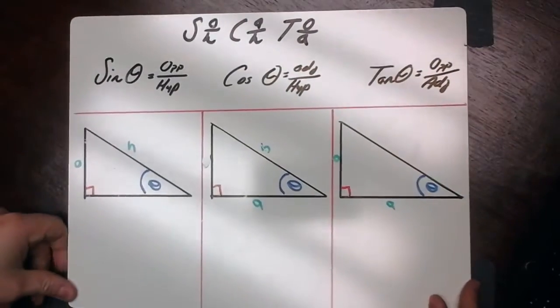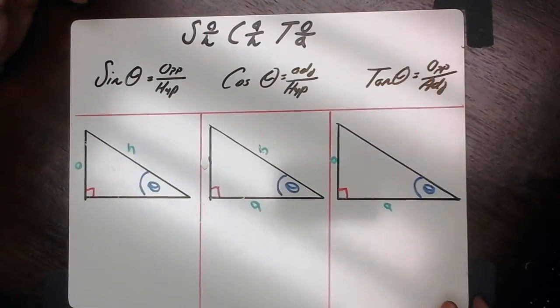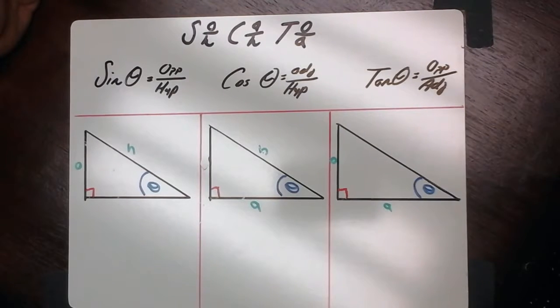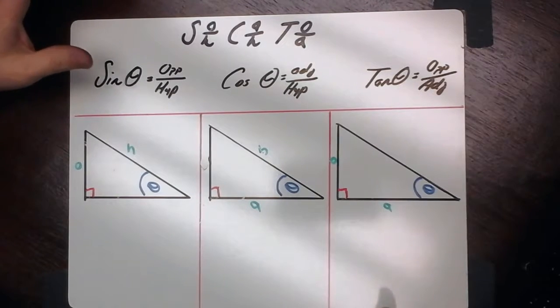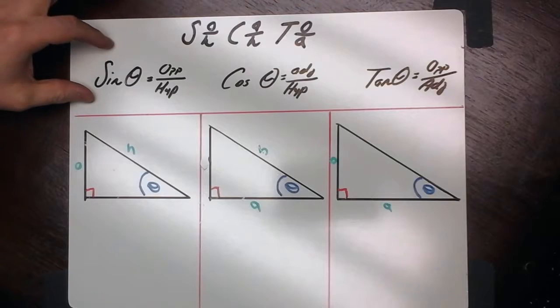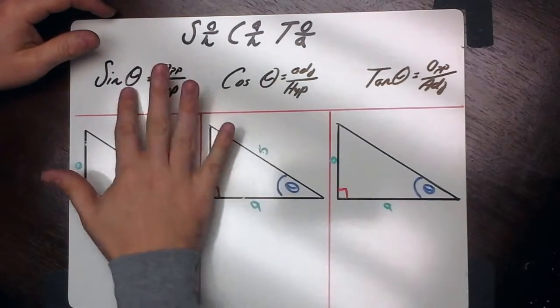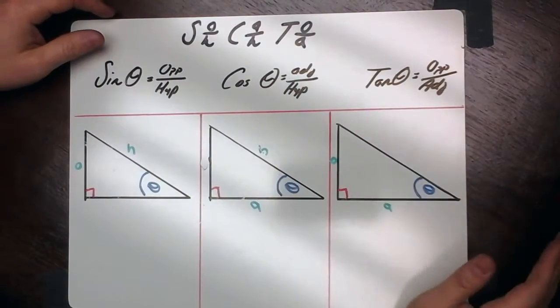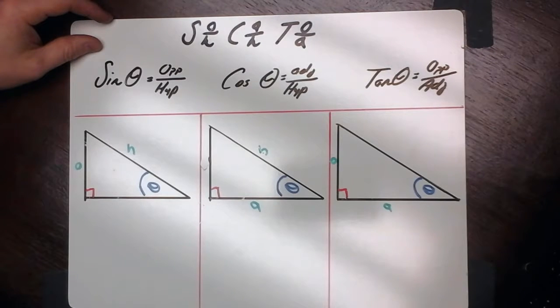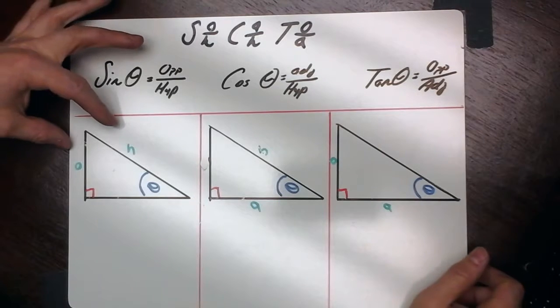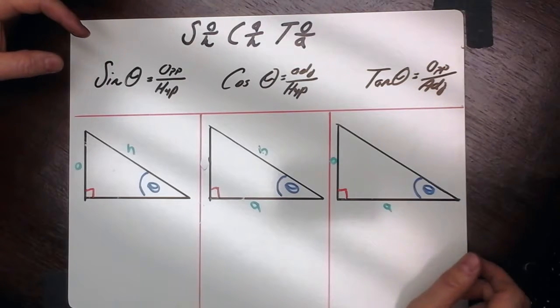Okay, let's take a look at SOHCAHTOA. So, there's 3 trigonometric relationships that we can use here. There is more than 3, but we're just going to discuss 3. We're going to discuss sine, cosine, and tangent. Sine, cosine, and tangent. And these are ratios that exist between the sides of a triangle.